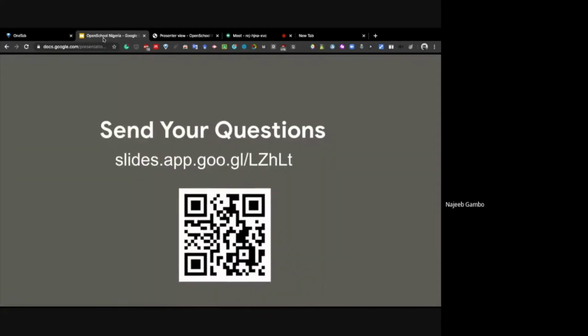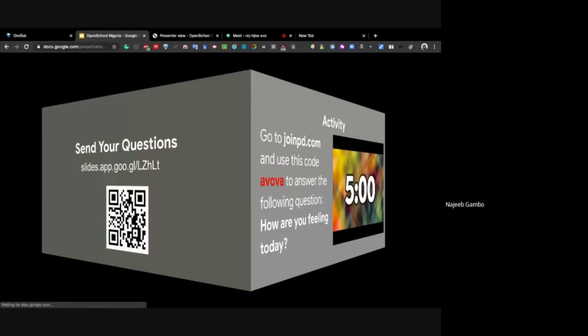But before we start, you can use your phone to scan if you have any question, or you can use this website link to send your question while we are making our presentation, or you can use this QR scanner to scan with your phone. Then it will take you to where you are going to send in your question.